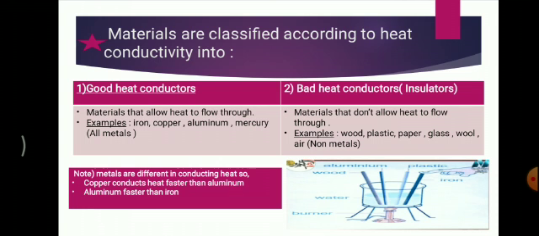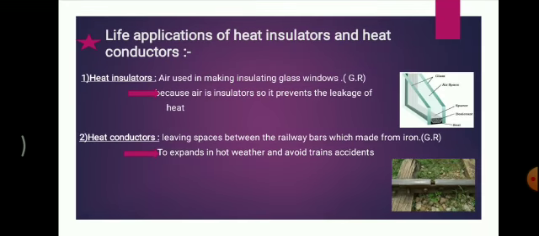Let's talk about the third point, which is the life application of heat insulators and heat conductors. At first, let's talk about the life application of heat insulator. For example, the air. As we said before, is the air a good or bad conductor of heat? The air is a bad conductor of heat, so it doesn't allow heat to flow through.